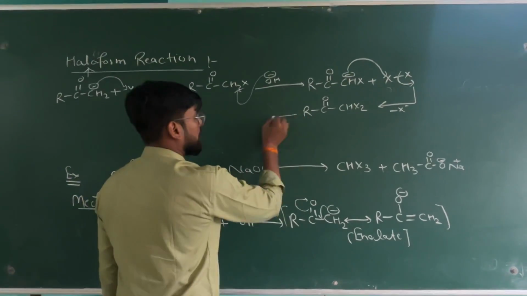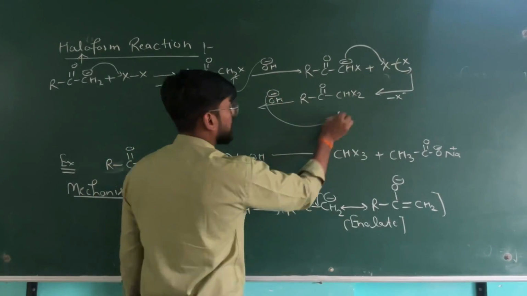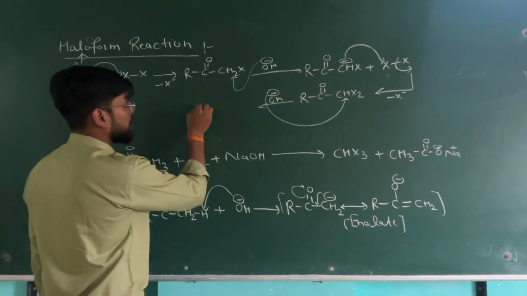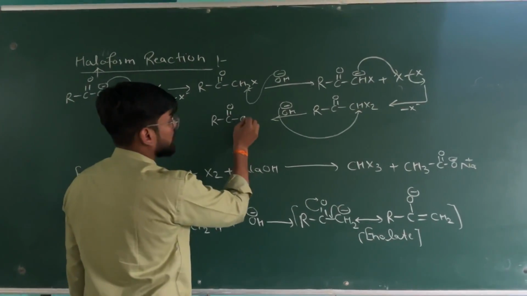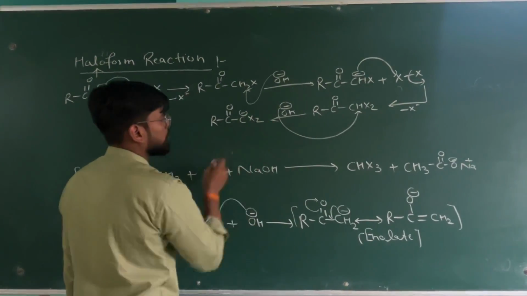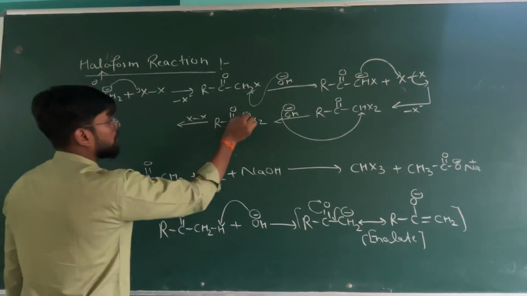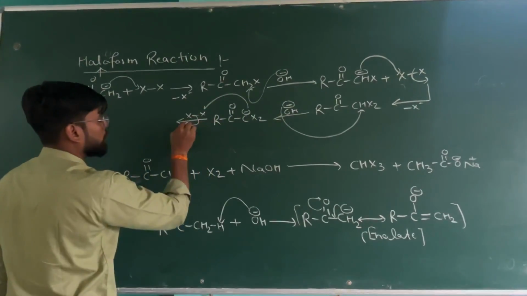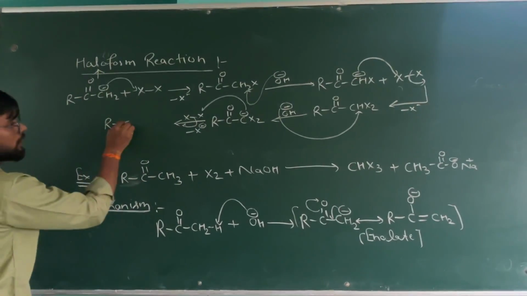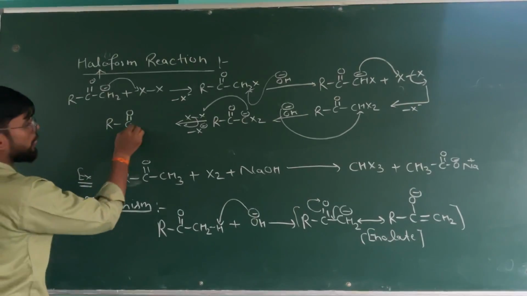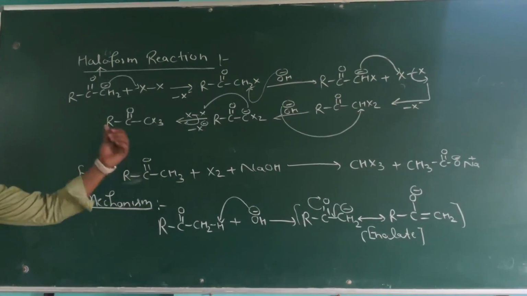Again the base accepts the proton and creates the negative charge, RC double bond O, C minus X2. Then it reacts with X2 by backside attack and removes X minus. So here forms RC double bond O, CX3. This compound is formed.